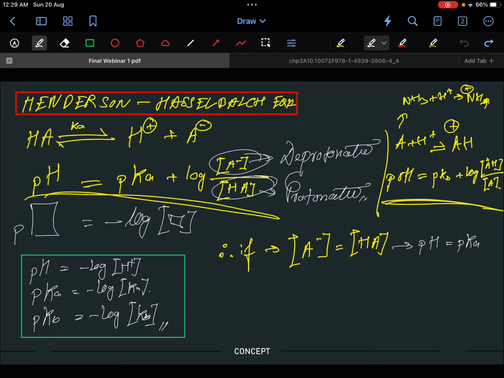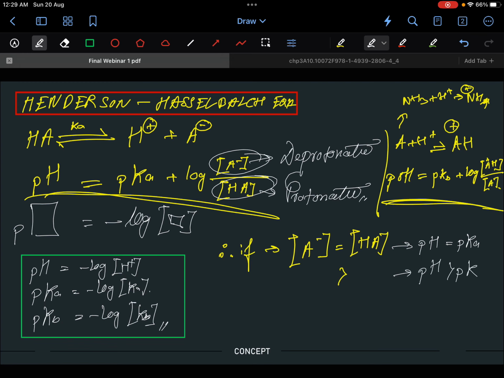So when A minus is equal to HA, then pH is equal to pKa. Okay, so when the concentration of A minus is greater than HA, that is the acid, the concentration of the deprotonated form is more than the protonated form, what will be the pH? The pH will be greater than pKa.